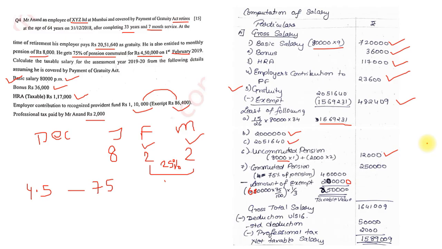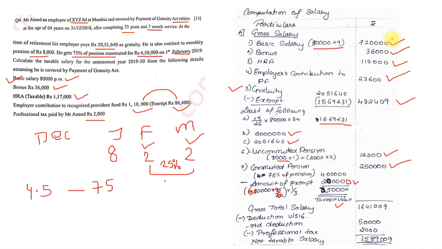So 6 lakhs ka 1/3 will get exempted. 6 lakhs is the total commuted value. So my total commuted pension is 6 lakhs. 6 lakhs ka 1/3 is 2 lakhs. So the 2 lakhs will become exempt. So from 4,50,000, if 2 lakhs is exempted, my taxable value will only be 2,50,000. So that will be the taxable value.